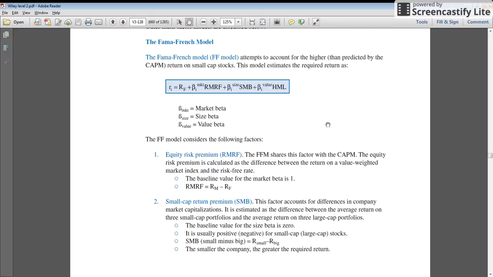Right, we'll go through an example and you'll perfectly understand these variables and what their implication is on the required return of the stock.